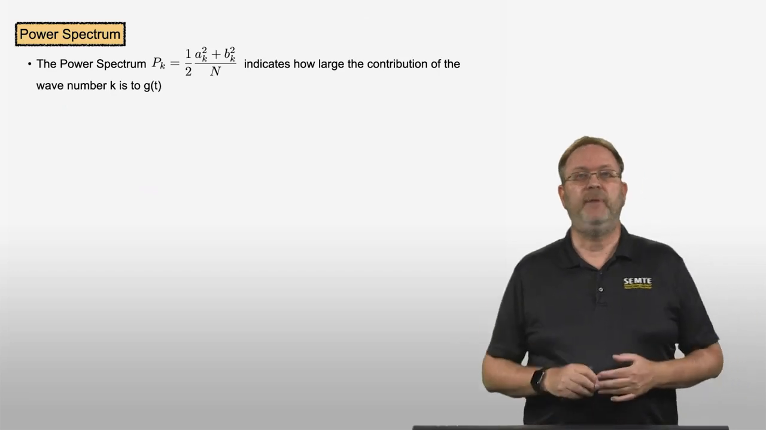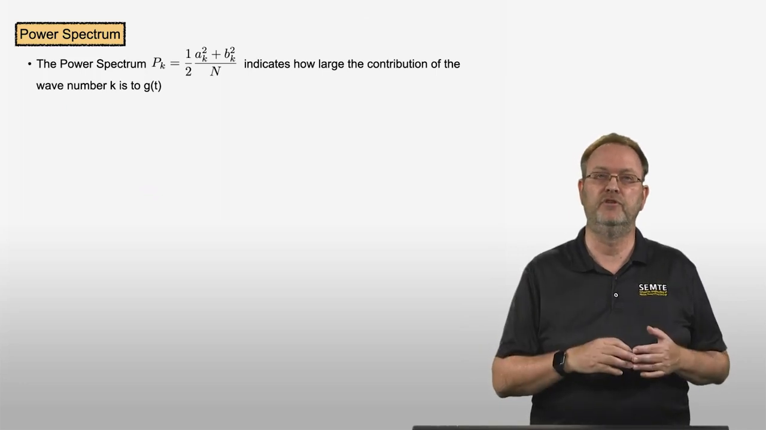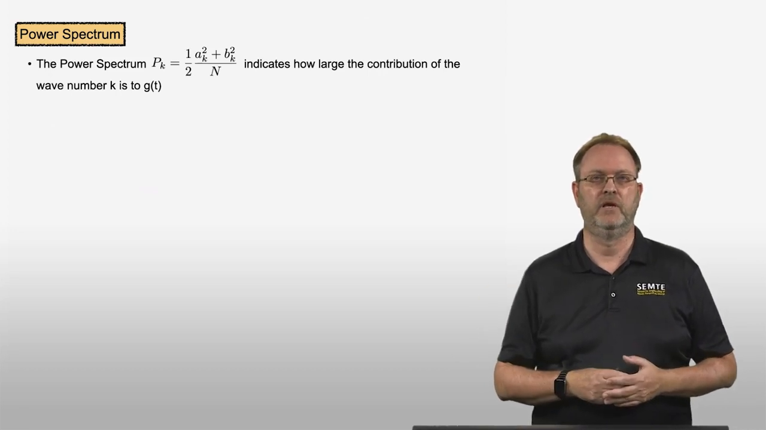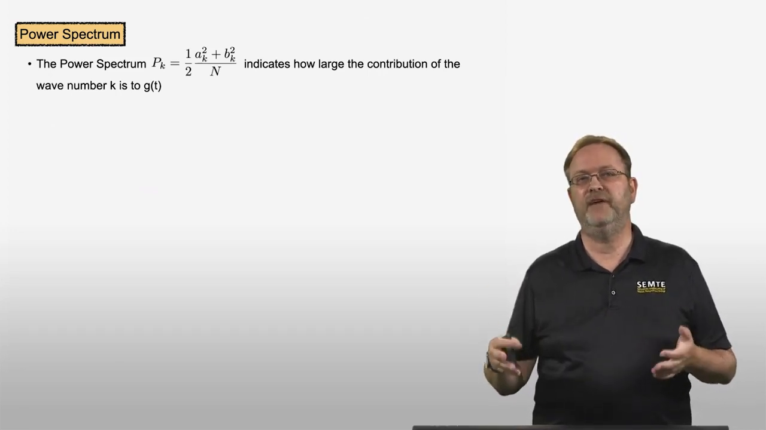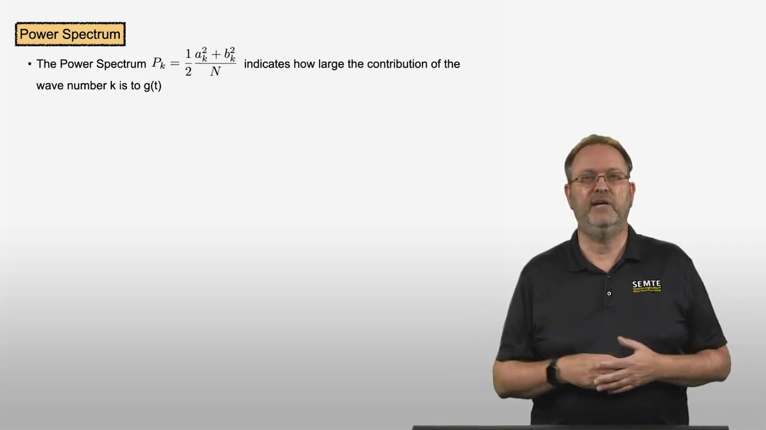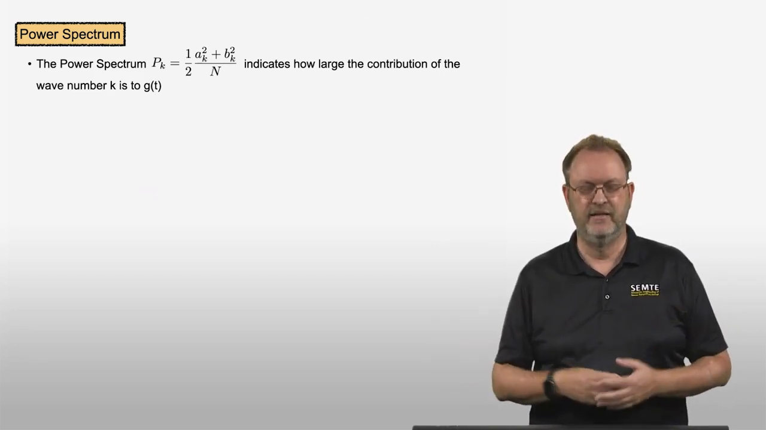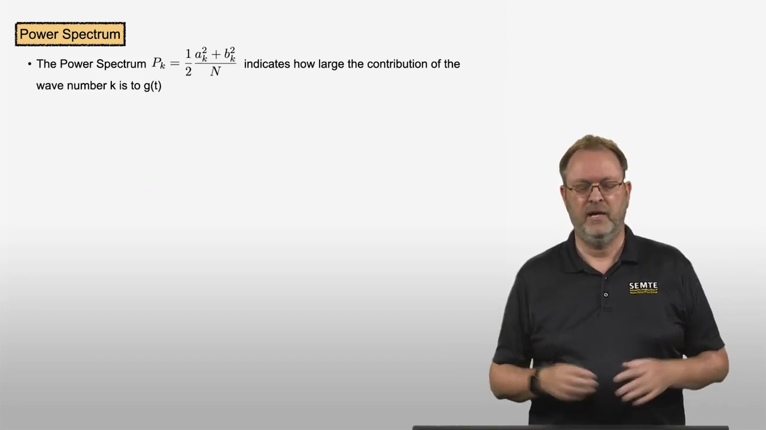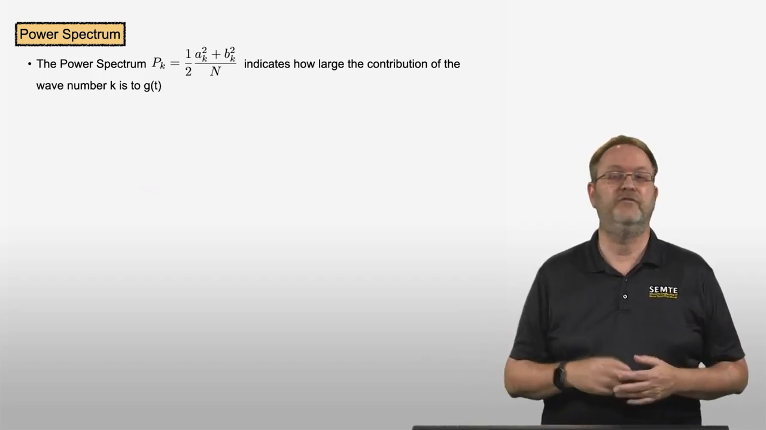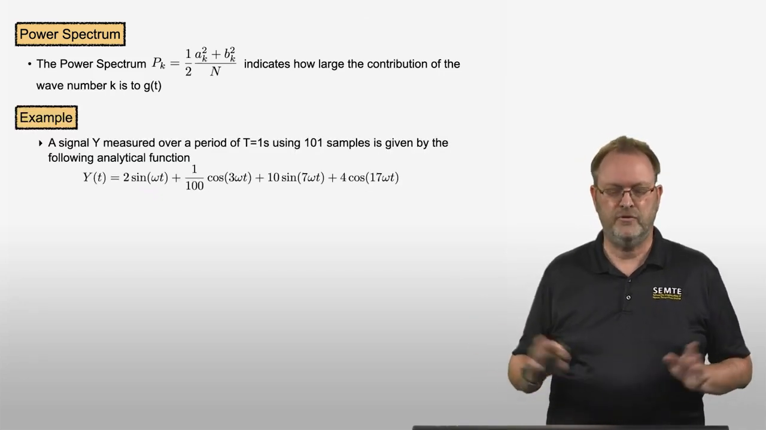Okay, so now let's talk about the power spectrum. The power spectrum combines the amplitudes of the sine and the cosine at the kth wave number. So the power spectrum value P is a function of the wave number k, and it's defined as a half a sub k squared plus b sub k squared divided by uppercase N, the number of unique data points. And this power spectrum indicates how large the contribution of the wave number k is to the overall signal g of t. So here's an example.